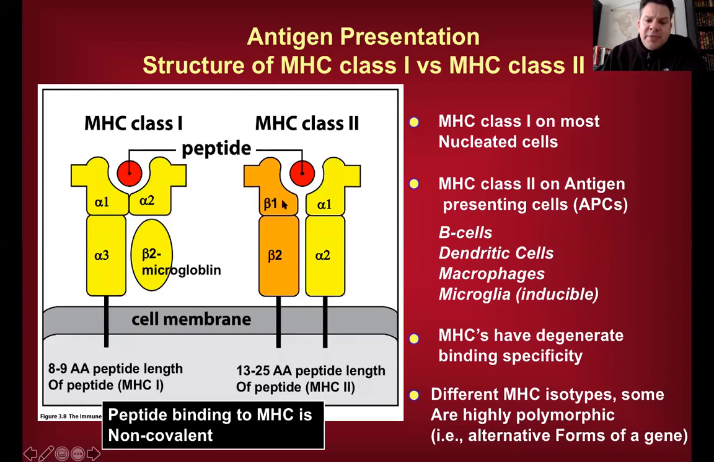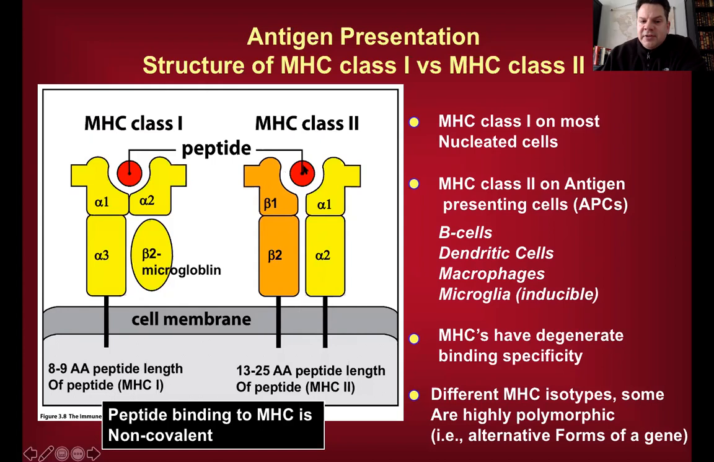MHC class 2 is made up of 2 different subunits, essentially, or 4 different subunits, the alpha 1, alpha 2, and then beta 1, beta 2. And you can see there are 2 transmembrane domains. So oftentimes, like I said, in textbooks, you can tell them right away just from the illustration.